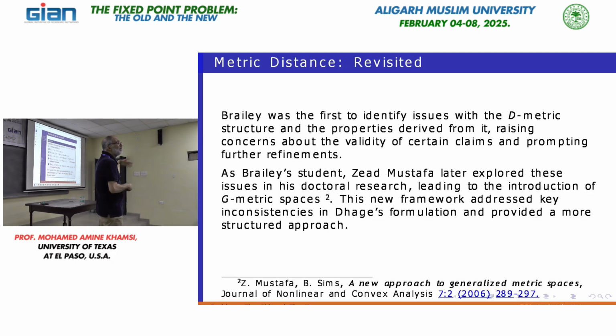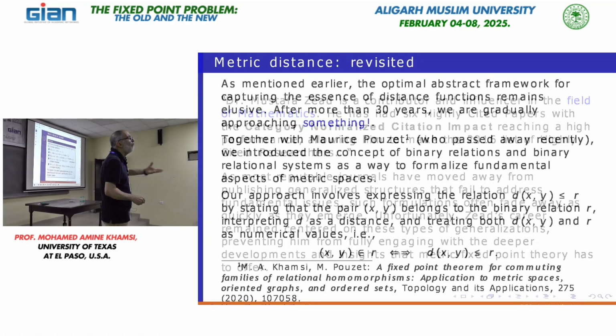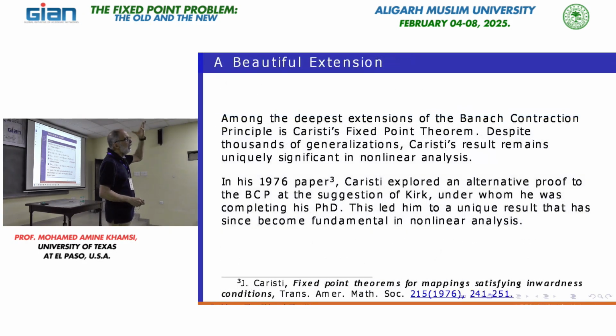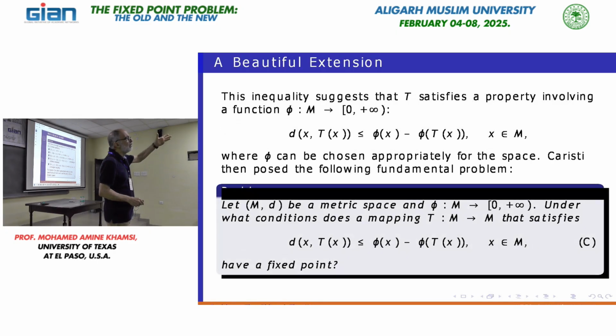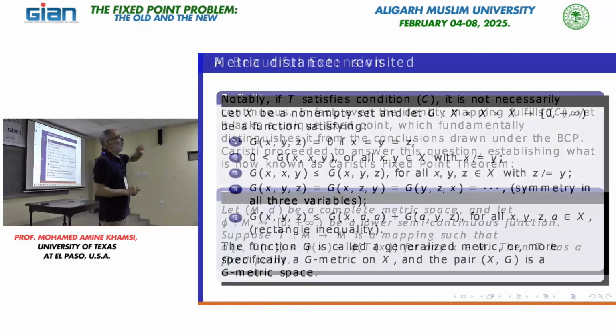So this is the definition. Don't worry about it, just to show you. This is the definition of what is a G structure. Okay? So it's more general than what? A D structure. Okay? Don't worry about it. It's not really.